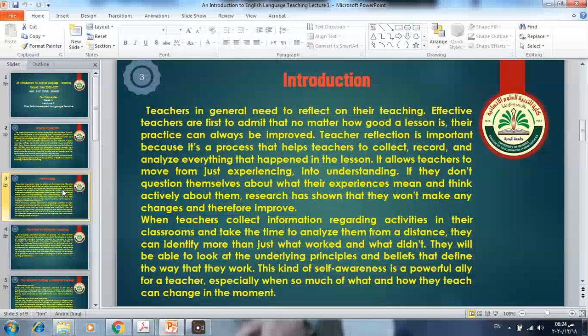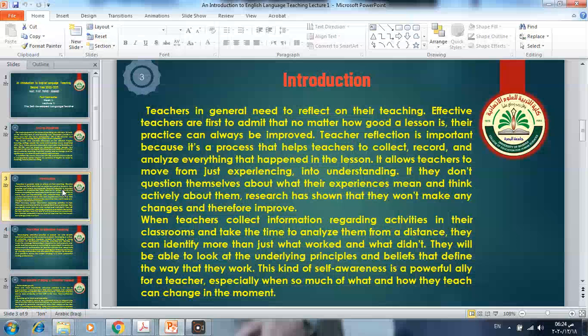The teacher will be able to collect samples of his teaching and to record the lessons. Okay, why? To analyze everything that happened in the lesson. This allows teachers to move from just experiencing into understanding. Okay, so the teacher will be moved a step forward if he does all these things. At first he was experiencing teaching.